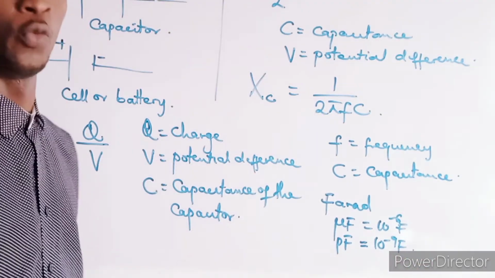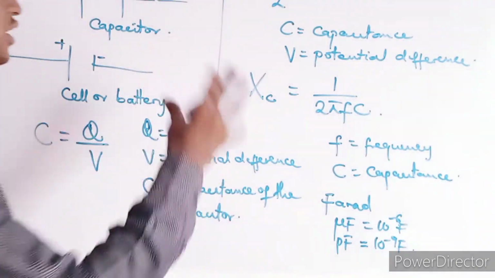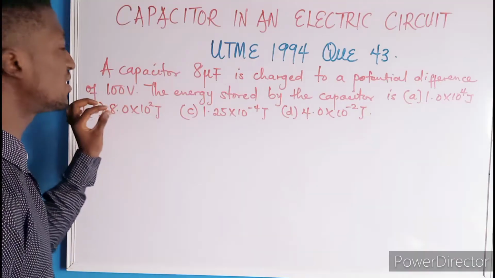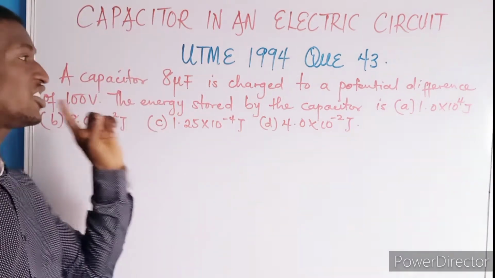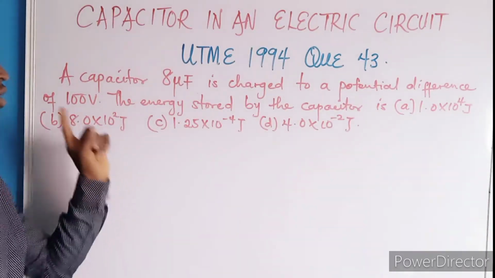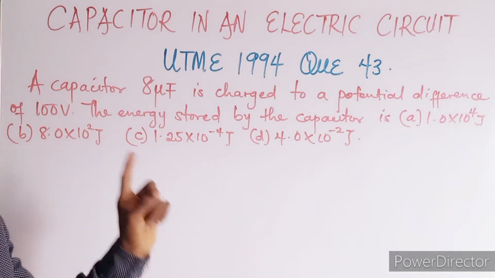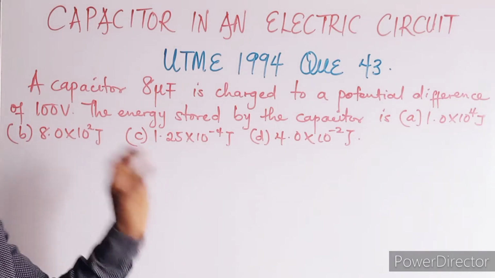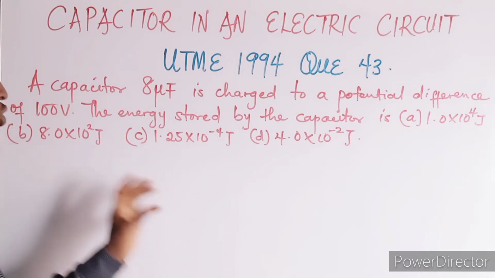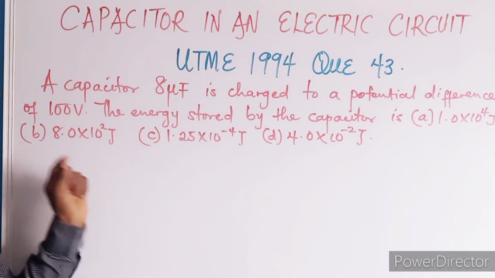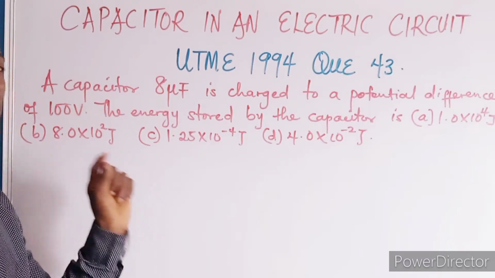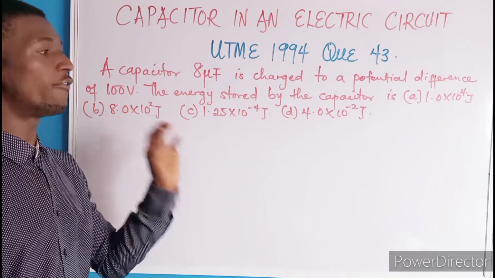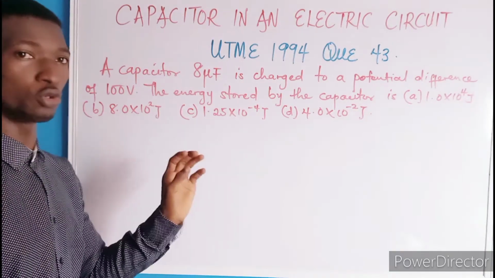At this point, we can take a reference question. The question states that a capacitor of 8 microfarad is charged to a potential difference of 100 volts. The energy stored by the capacitor is: option A, 1.0 times 10 to the power 4 joules; option B, 8.0 times 10 to the power 2 joules; option C, 1.25 times 10 to the power minus 4 joules; option D, 4.0 times 10 to the power minus 2 joules.